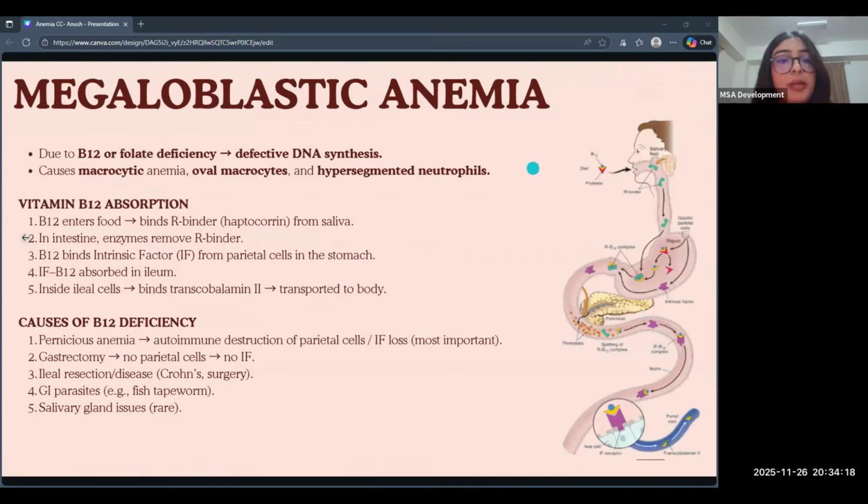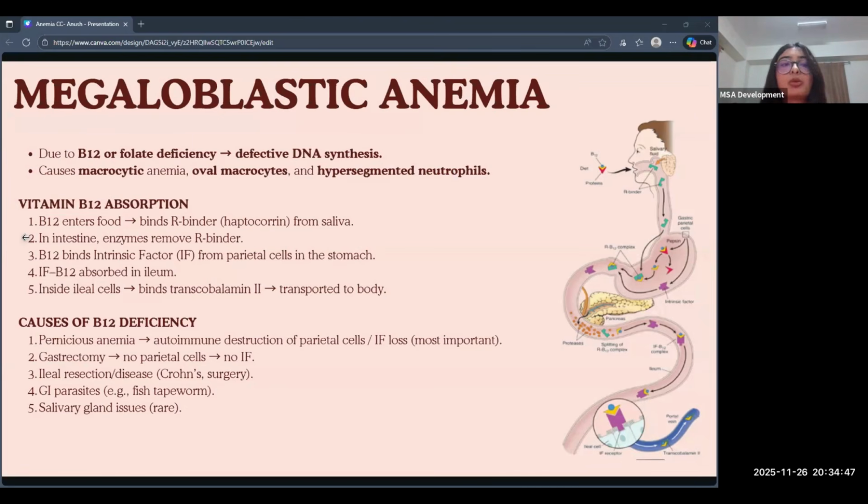Okay, now coming to megaloblastic anemia. Now in megaloblastic anemia, we have defective DNA synthesis. Why? Because we have B12 or folate deficiency. This causes problems with the DNA synthesis, and that causes macrocytic anemia, right? There is one less cell division in the RBCs, and that causes big RBCs. And it can also cause hypersegmented neutrophils, okay?